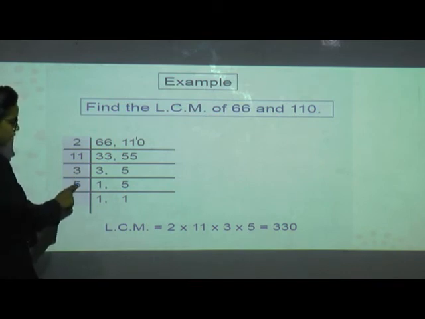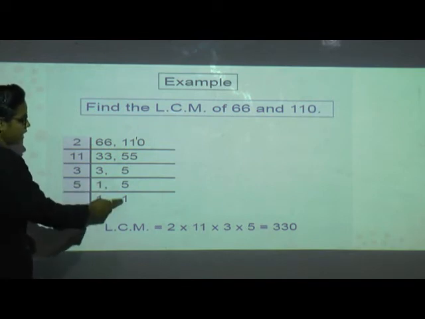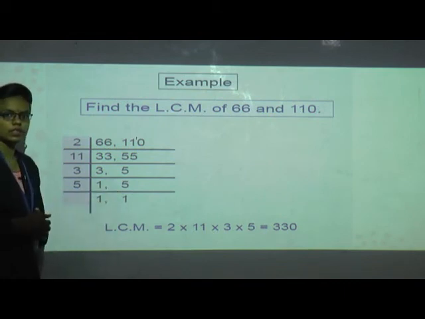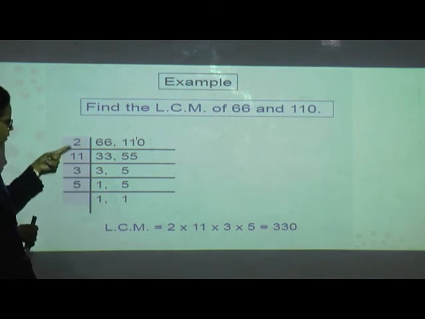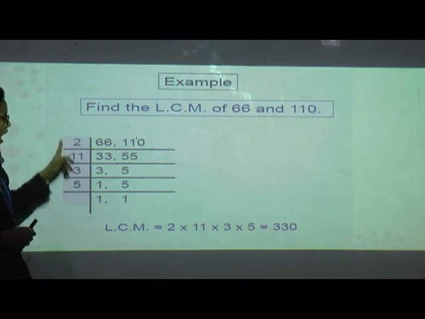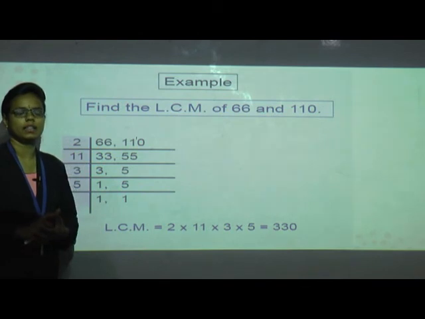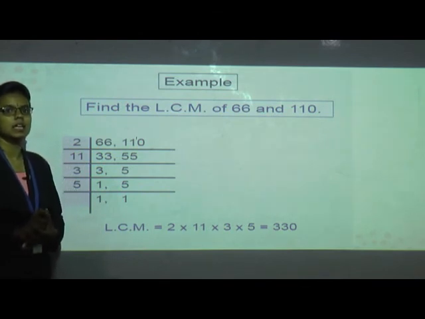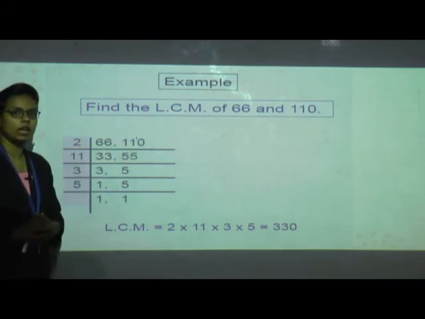Now 5, now 1 is not divisible, so we will keep it as it is. 1 we have taken as it is here. Then 5 1s are 5. Now we got all the prime factors. After multiplying 2 into 11 into 3 into 5, we get 330 as LCM. So the LCM of 66 and 110 is 330.